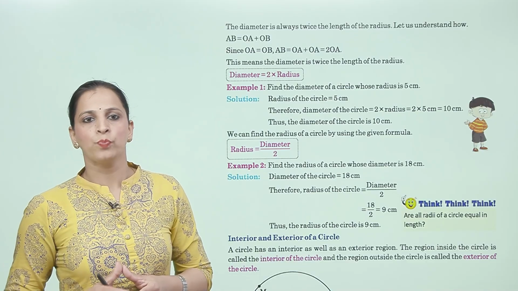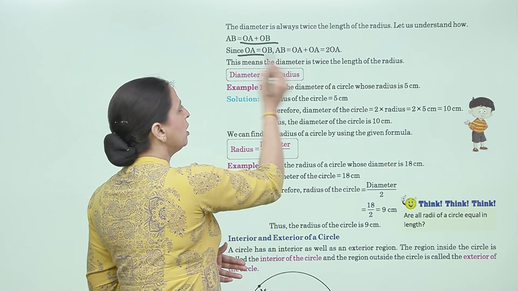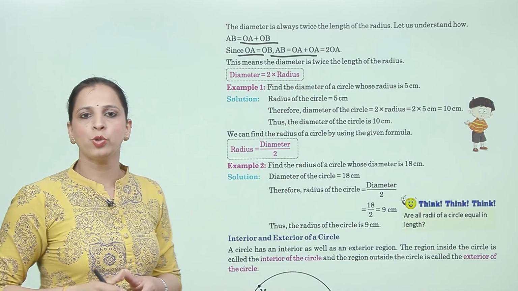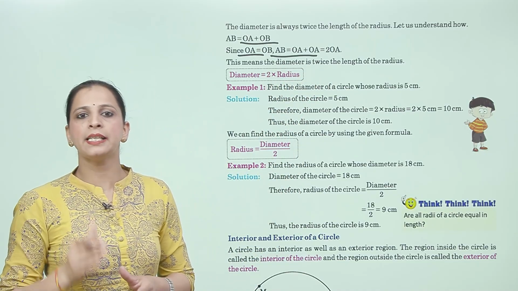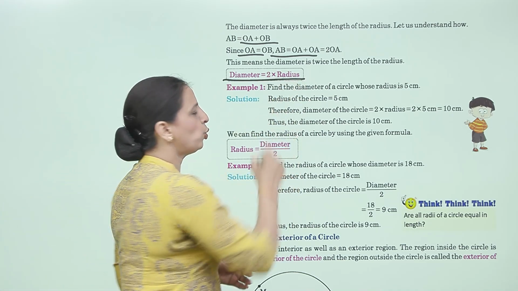Let us understand how. AB is equals to OA plus OB. Since OA is equals to OB, so AB is equals to OA plus OA is 2OA. This means the diameter is twice the length of the radius. So, diameter is equals to 2 into radius.